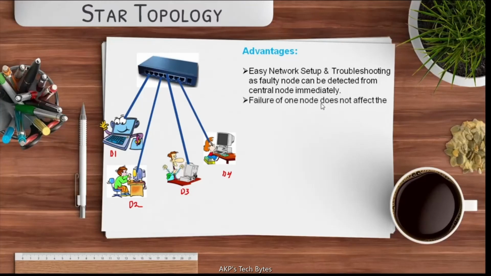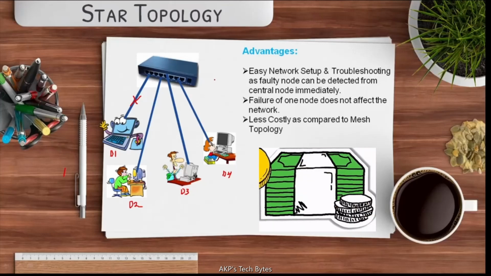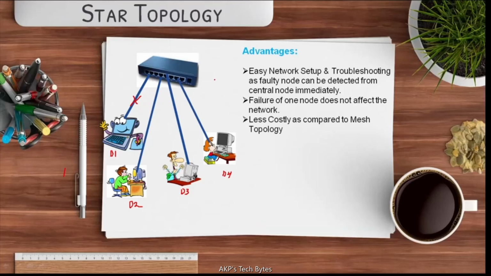So next point, failure of one node does not affect the entire network. Right now, if this part, the D1 to hub connection, is down due to some problem, that does not affect the entire network. That's the key advantage. Next point, the cost factor. It is less costly compared to the mesh network.